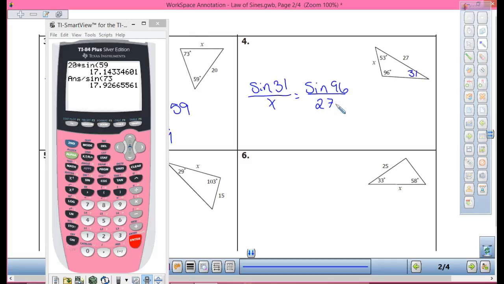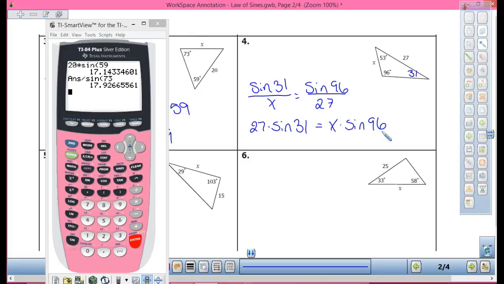That's the proportion you got. It's okay if it's flip-flop. If you got sine of 96 over 27 is equal to sine of 31 over x, that's the same thing. Okay, so everybody's got that? Yes? All right, so when we multiply across, 27 times the sine of 31 is x times the sine of 96.